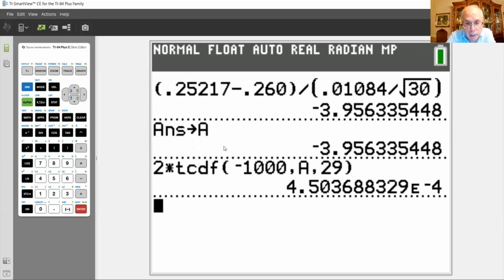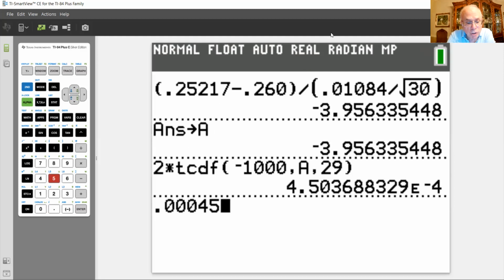Hit enter. And notice it's a very small p-value here. It's 4.5 times 10 to the negative 4. So again, we move our decimal point to the left by 4. It's going to be 0.0003045. All right. And because that is much less than any alpha that we would choose, and let's see what alpha they did choose for this problem here.